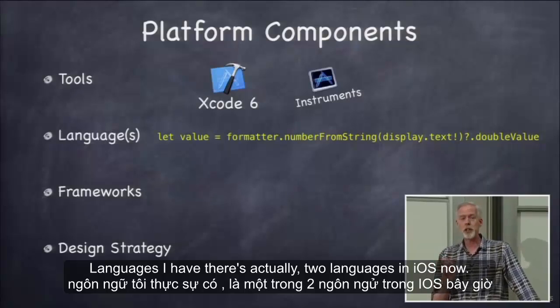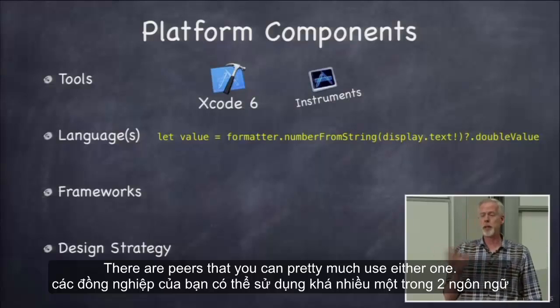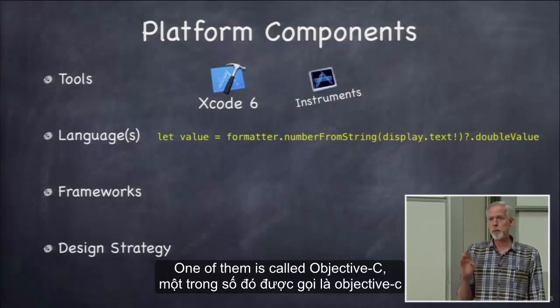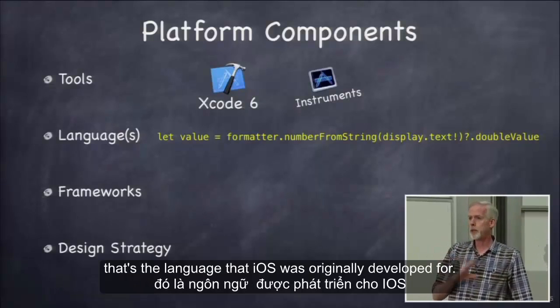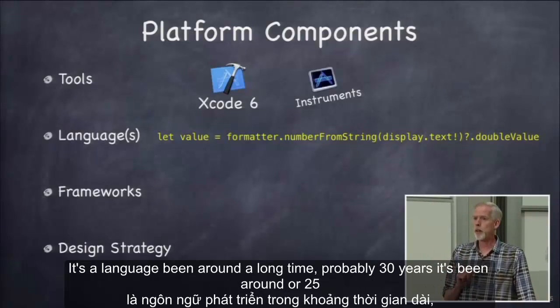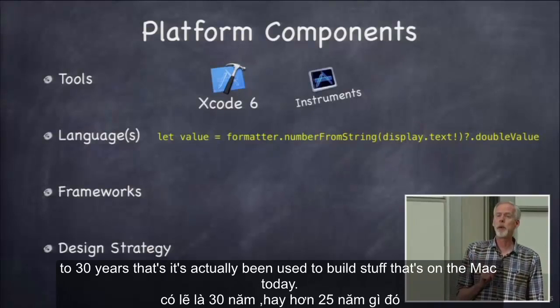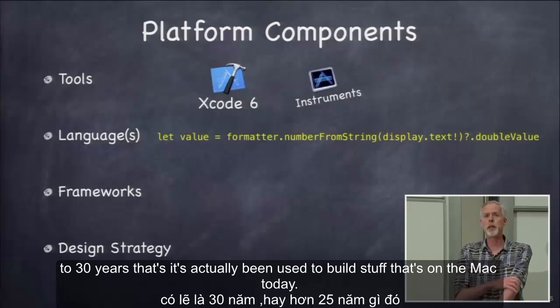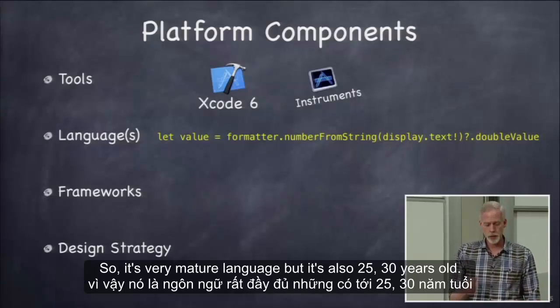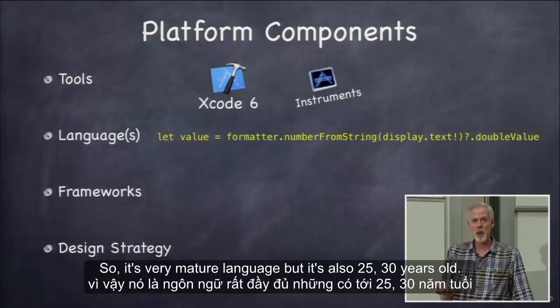Languages: there's actually 2 languages in iOS now. They are peers. You can pretty much use either one. One of them is called Objective-C. That's the language that iOS was originally developed for. It's a language that's been around a long time, probably 25 to 30 years that it's actually been used to build stuff that's on the Mac today. So it's a very mature language, but it is also 25, 30 years old.